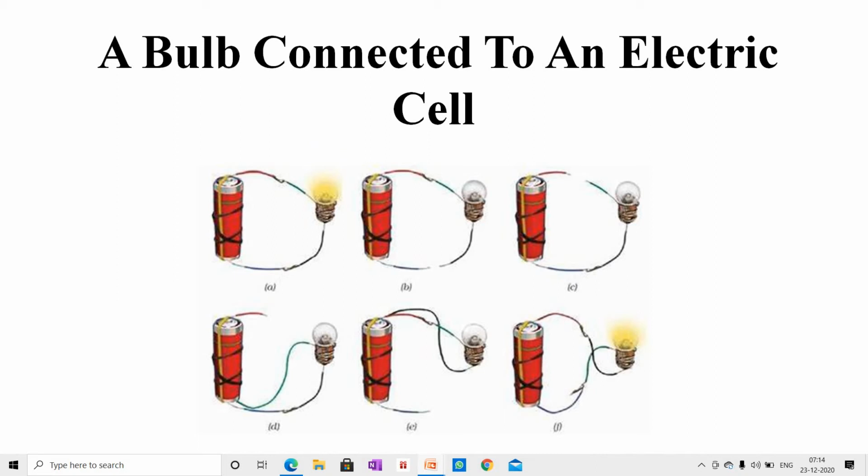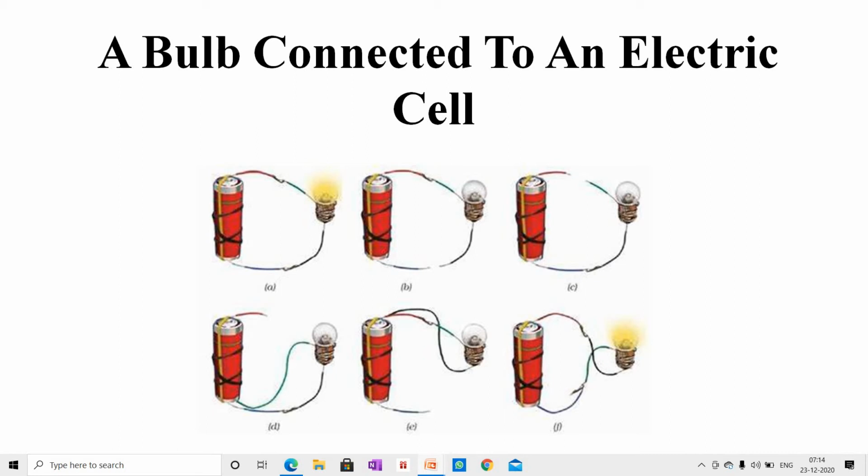In figure D, the bulb does not light up because one wire is not connected with one terminal. The bulb is connected to one terminal of the cell. In figure E, the bulb does not light up because the wire is not connected with one terminal. The bulb is connected to one terminal of the cell.